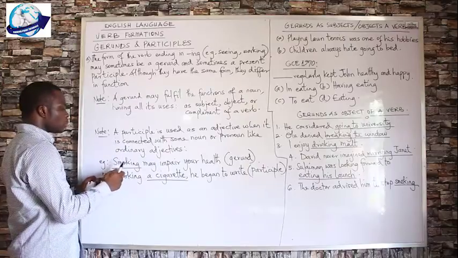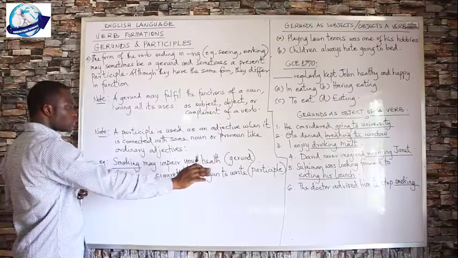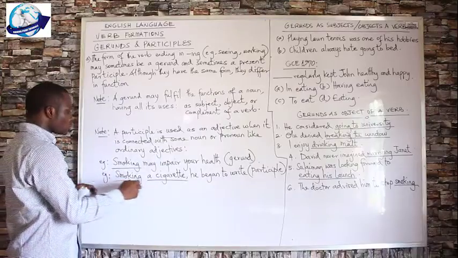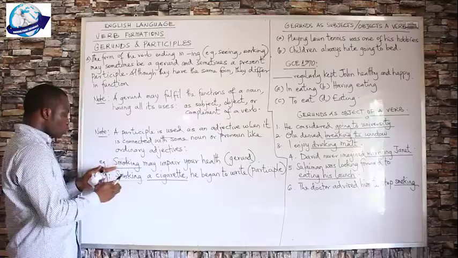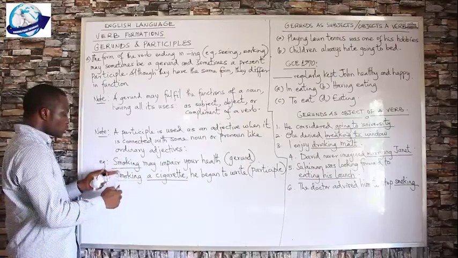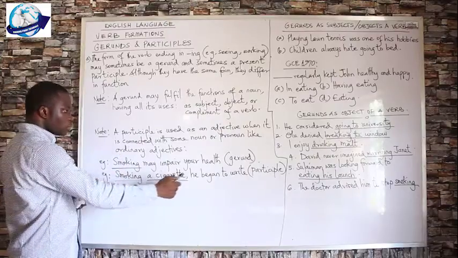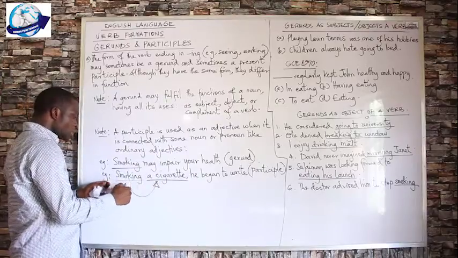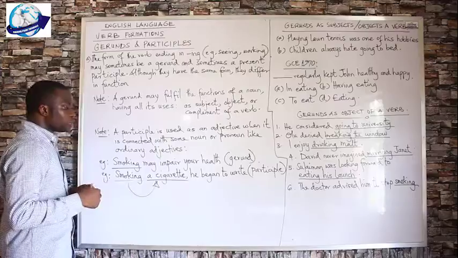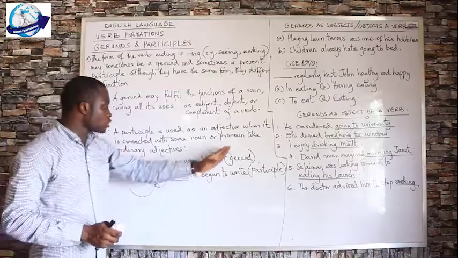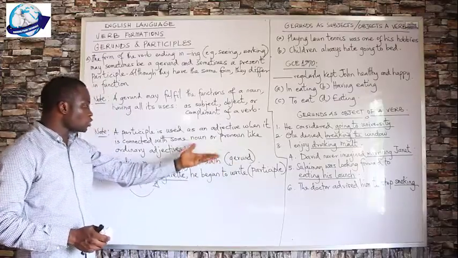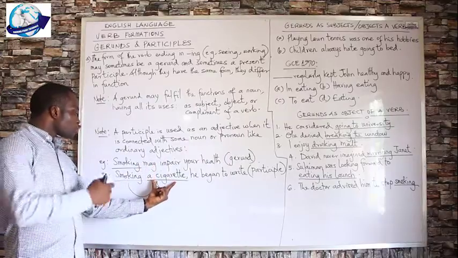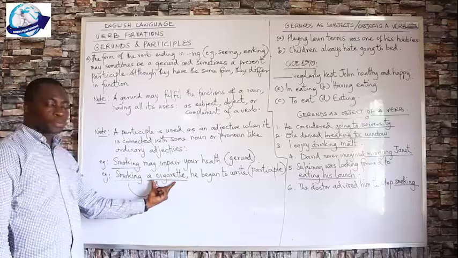But you can't find that in this case. So, smoking may impair your health. That's straightforward. That's a gerund, because you don't have a noun after it. But then you have the word smoking in both, so it's very confusing. But here, I see this as a participle because it has a connection, a noun after it. So, smoking a cigarette, he began to write. This is a gerund and this is a participle. What's the clear difference? It's coming just before a noun or a pronoun.